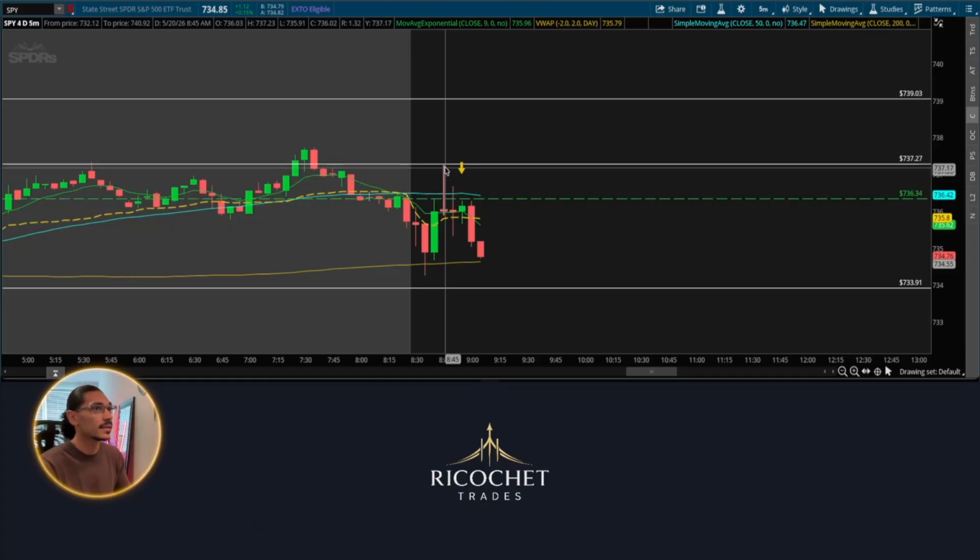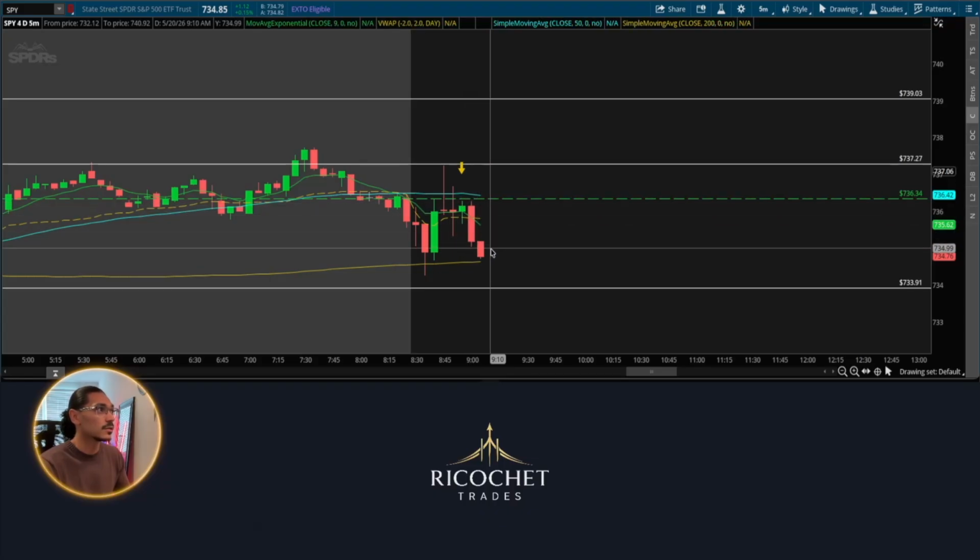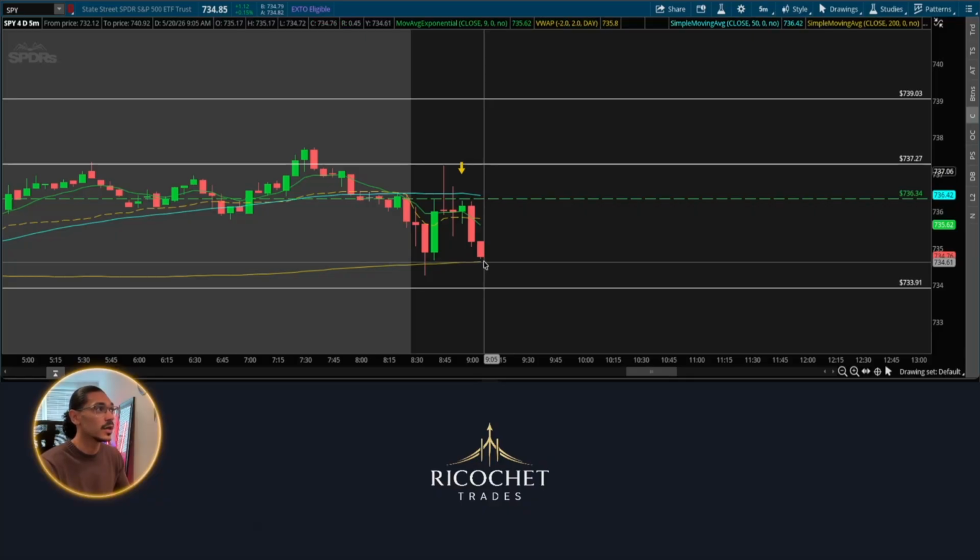We're seeing that test at the 737 range, rejection, and then we're seeing some oscillation in between here. It's fighting. We get a doji candle, almost like a hammer candle here at those moving averages, and then it decided to sell off and continue to the downside, right? So now we're testing the 200 SMA on the intraday here.